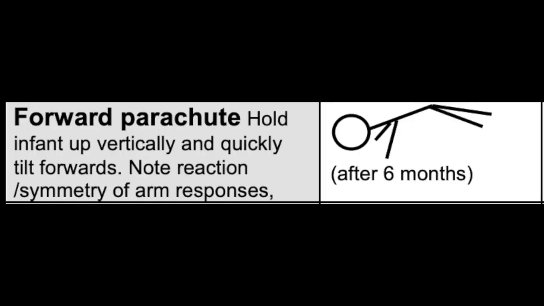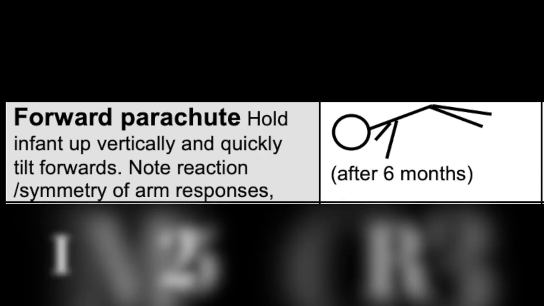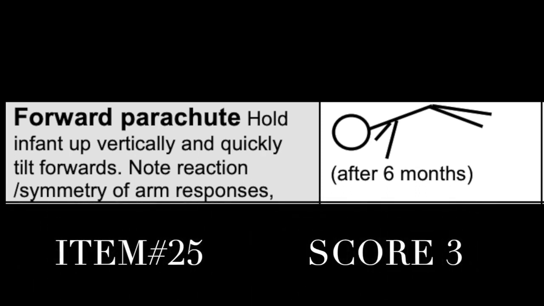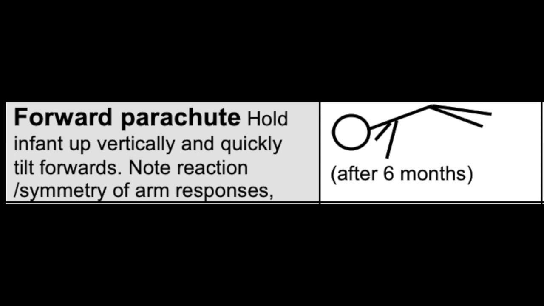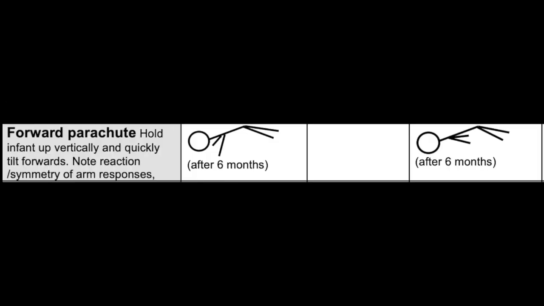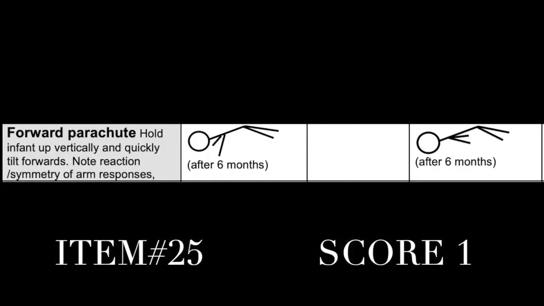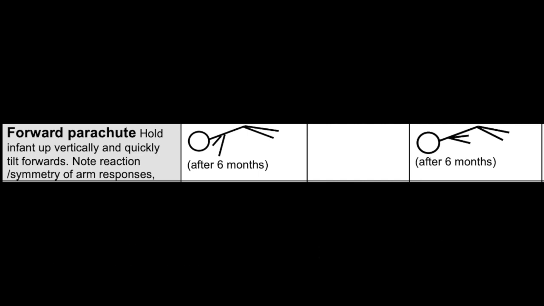Item 25. Forward parachute. Hold the infant up vertically and quickly tilt forwards. Note the reaction, symmetry of arm responses. Score 3 is after 6 months, and score 1 is after 6 months.